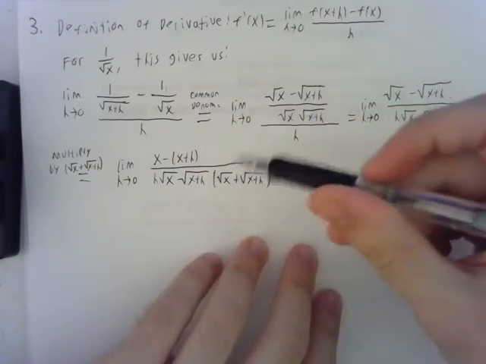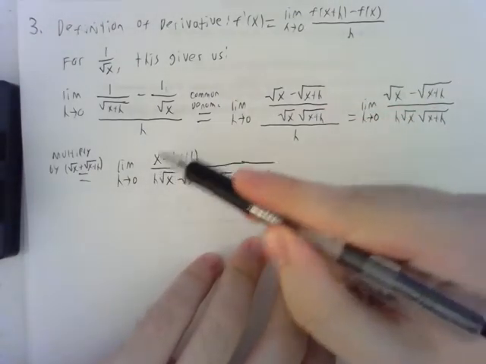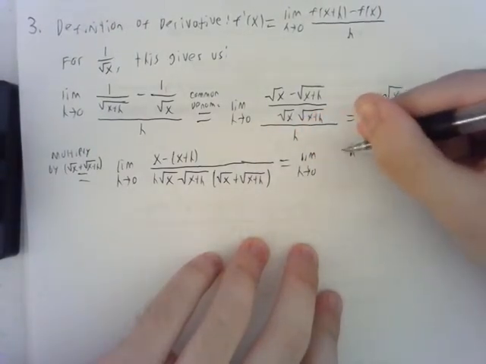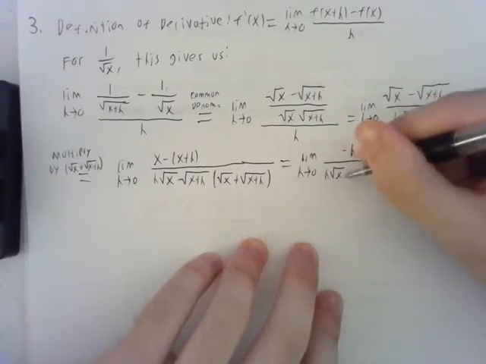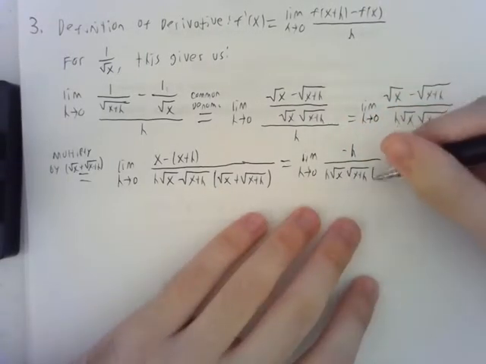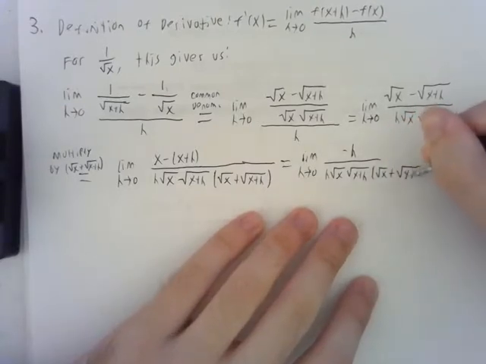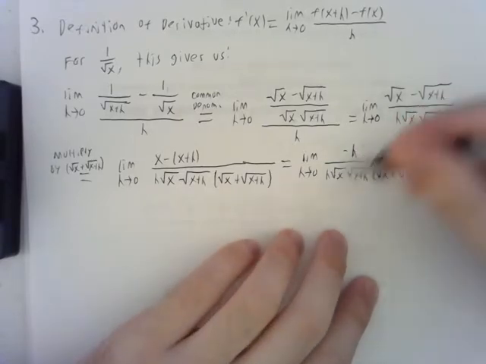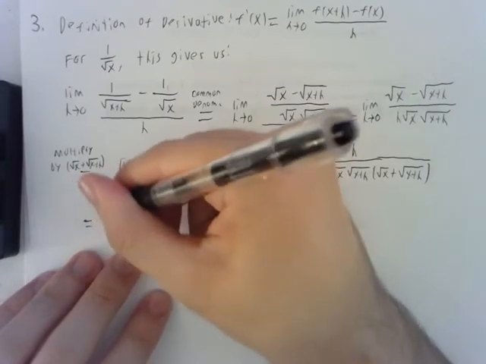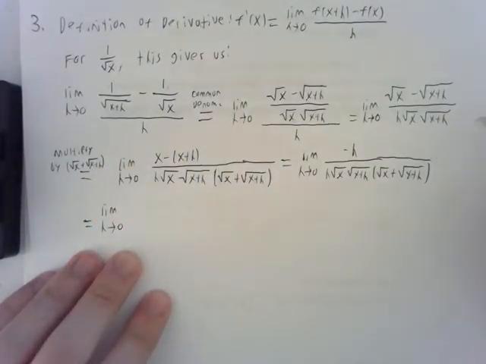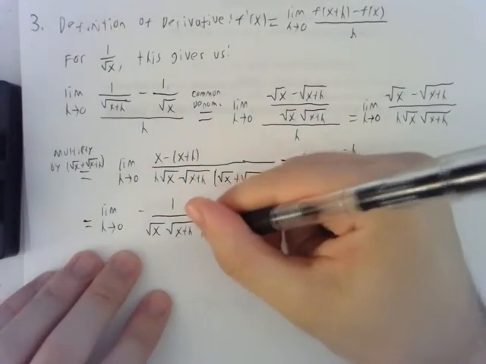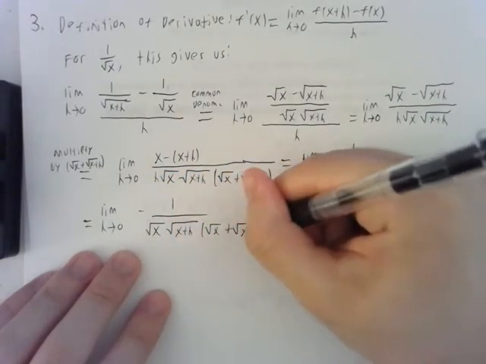The reason this helps us is we have a x minus x, so the x's in the numerator cancel. I'm left with the limit as h goes to 0 of negative h over h times square root of x times square root of x plus h times the conjugate. Now we see there's a negative h in the numerator and h in the denominator. Those h's can cancel, so we get the limit as h goes to 0 of negative 1 over square root of x times square root of x plus h times the conjugate.